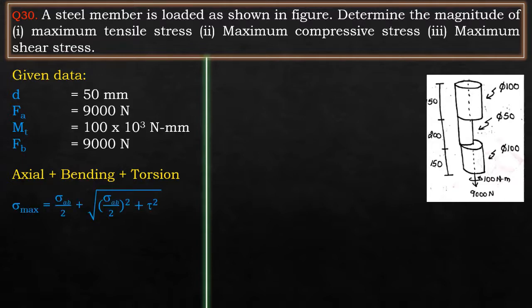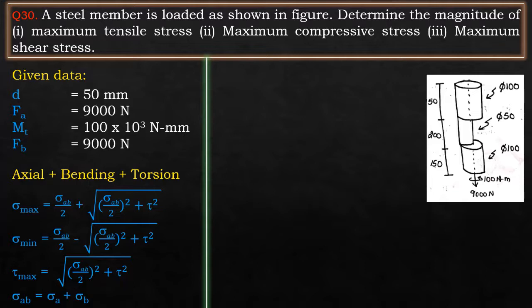Therefore, the maximum stress can be obtained by using the equation sigma max is equal to sigma AB by 2 plus root of sigma AB by 2 whole square plus tau square. And the minimum stress can be obtained by using the equation sigma minimum is equal to sigma AB by 2 minus root of sigma AB by 2 whole square plus tau square. And the maximum shear stress is determined by using this equation: root of sigma AB by 2 whole square plus tau square.